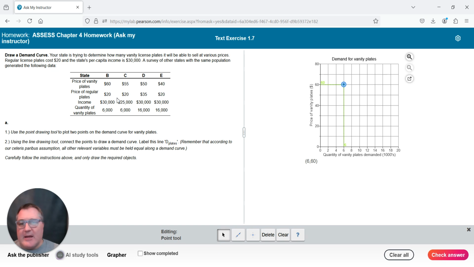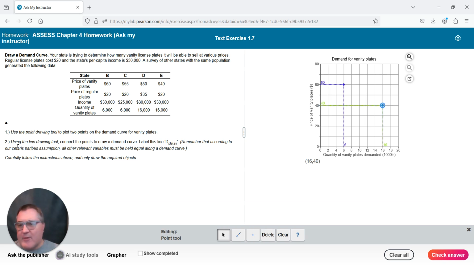And then E. Again, remember, we can use E because everything else is the same except for the stuff we're plotting. The other stuff remains the same for E and B. But for C, it's 25,000, so that's different. And for D, the price of the vanity plates is 35, so that's different. We can't use those in this particular plot. But we can plot this one. So E is $40 and 16,000. So another point is $40 and 16,000.